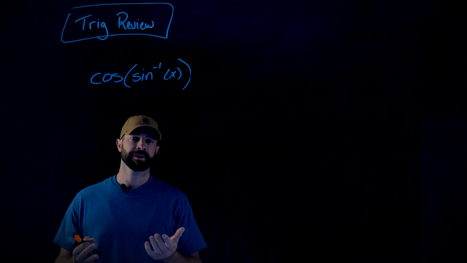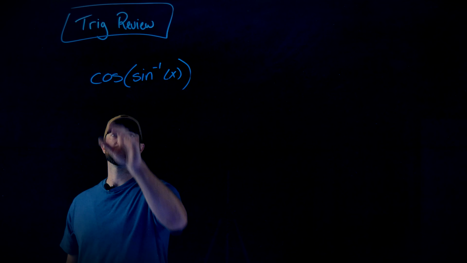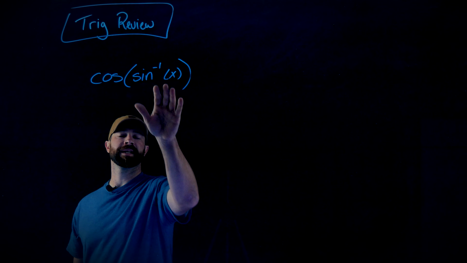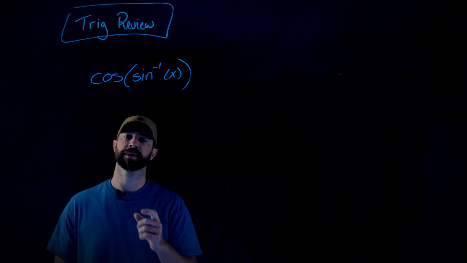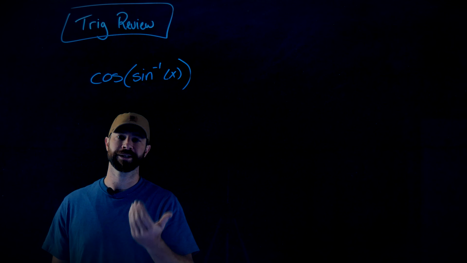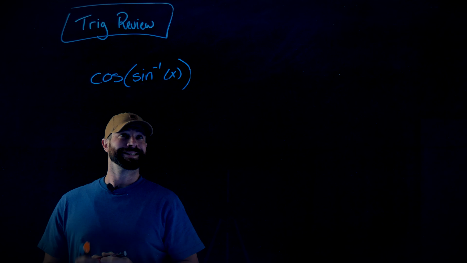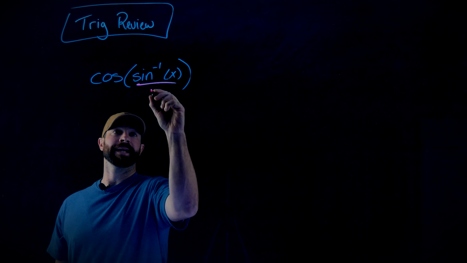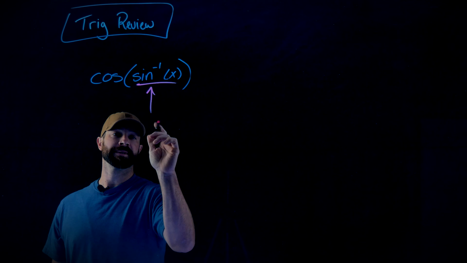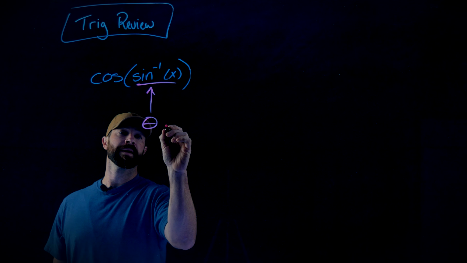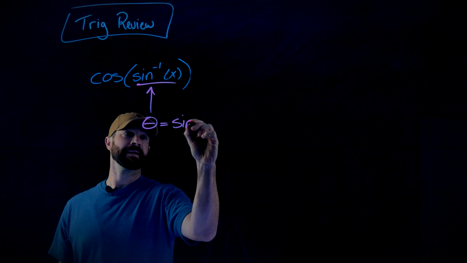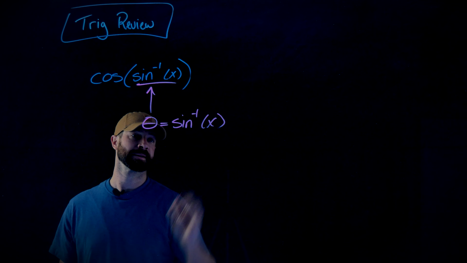All right, here we have a very common question in trigonometry. We're being asked to evaluate the cosine of the sine inverse of x. The first and foremost important thing we understand is that cosine takes inputs of angles. So this sine inverse of x is describing an angle, and specifically, let's call it theta. Theta equals the sine inverse of x.